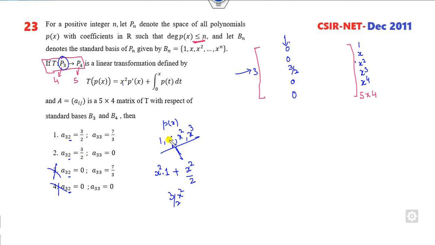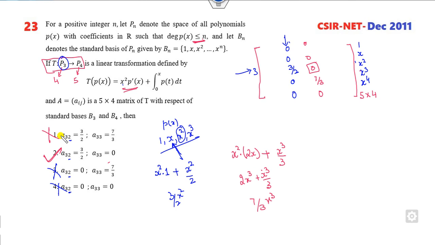Now look at this third column. The third column corresponds to x square. If I substitute x square here, the derivative is 2x plus the integration of x square, which is x cube over 3 when you take the limit 0 to x. So it is 2x plus x cube by 3. So x cube, that's the fourth element. So this is 7 by 3. Rest values are 0. So A33 is 0. So this is the right answer. This is canceled.